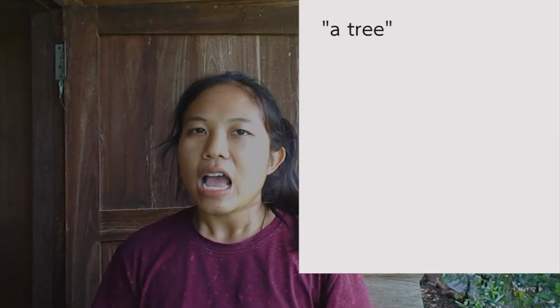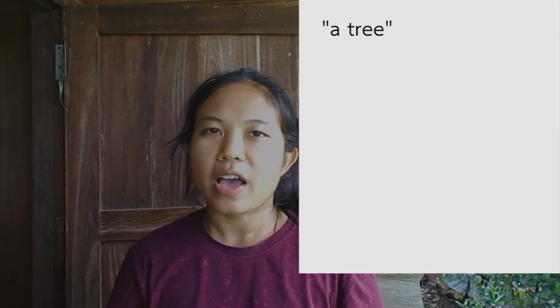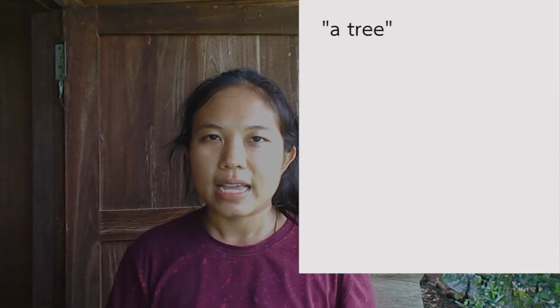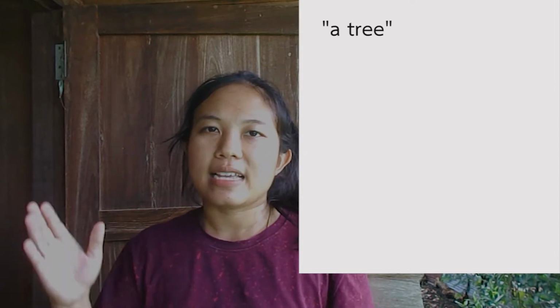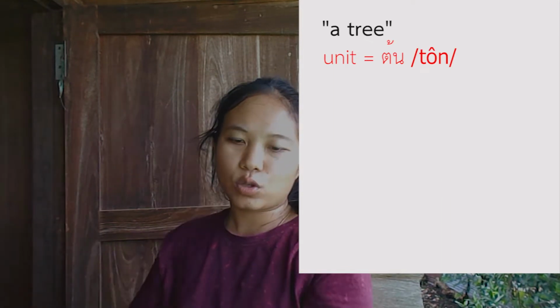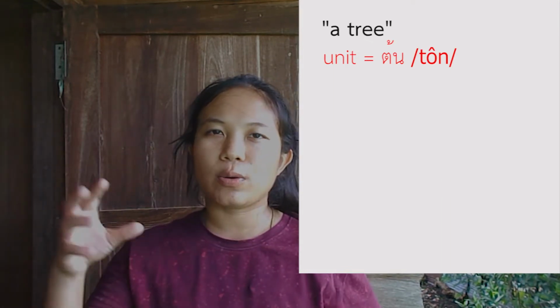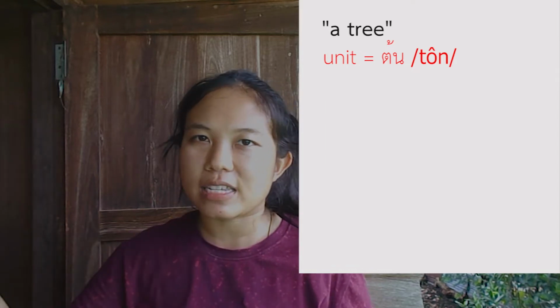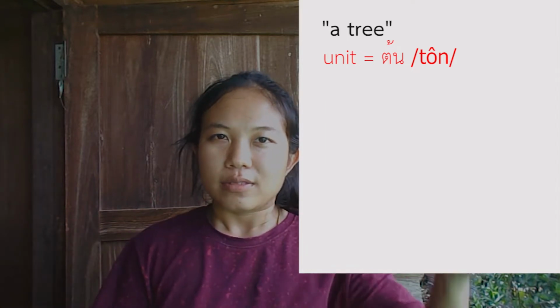And the pattern when you want to say how many things you are talking about. For example, if you say a tree, when you want to say it in Thai, you have to think about the unit of the tree. The unit of the tree in Thai is ton. Ton means trunk. So it is used to be the unit of the tree.